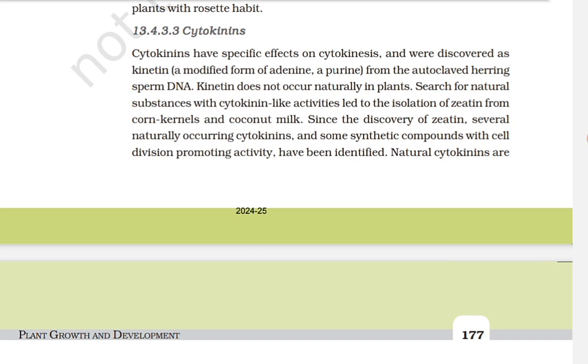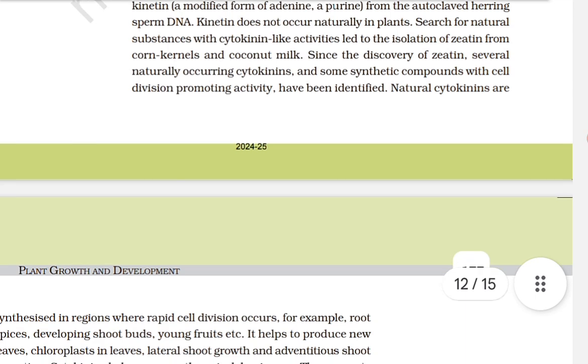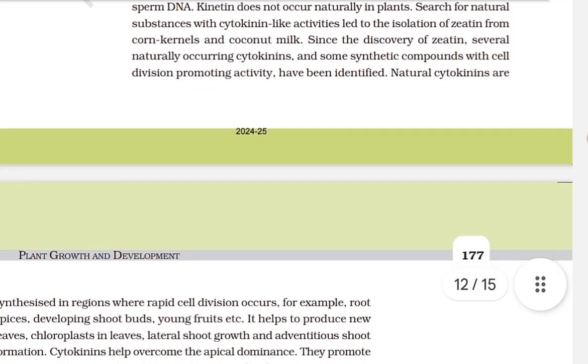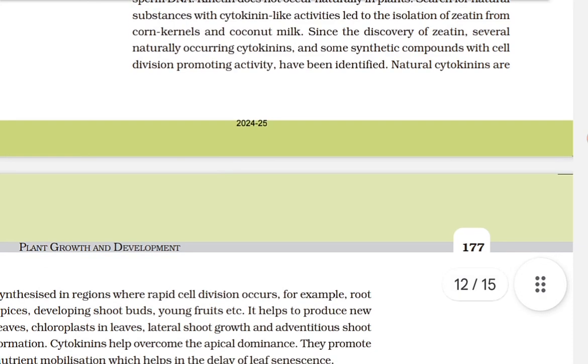Natural cytokinins are synthesized in regions where rapid cell division occurs. For example, root apices, developing shoot buds, young fruits, etc. Repeating it again: root apices, developing shoot buds, young fruits, etc.